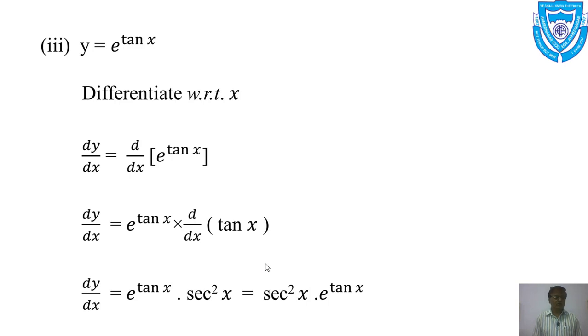The third problem is y is equal to e raised to tan x. Differentiate with respect to x by treating tan x as u. So when tan x is u, we have to take the derivative of e raised to u. The derivative of e raised to u is e raised to u. So the derivative of e raised to tan x is e raised to tan x into the derivative of tan x. And we know the derivative of tan x is sec square x. So our answer is sec square x into e raised to tan x.